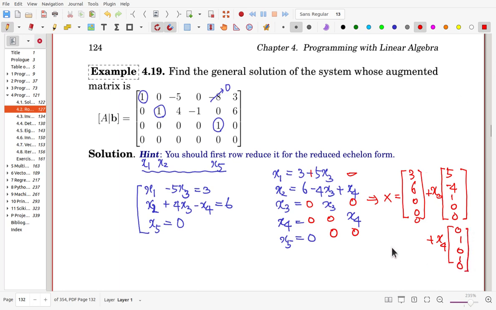So for this system, you can choose x3 and x4 arbitrarily, and these are all the solutions, so this is the general solution of the given system.